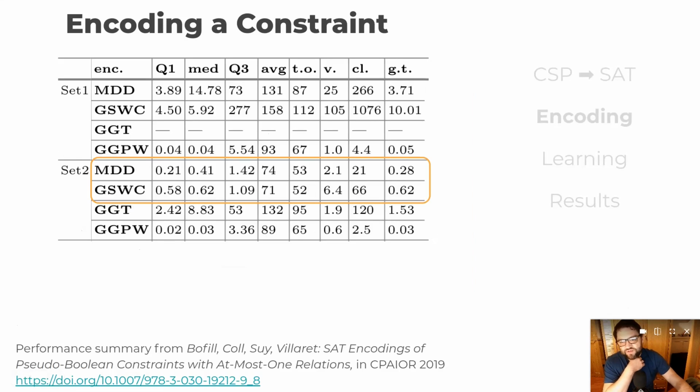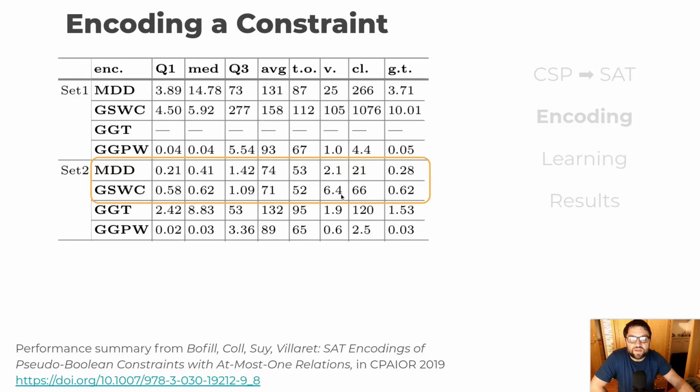So that encoding is just one example. There are lots of others, and encodings have different properties that we're interested in. So a small size could be desirable, but also the propagation properties might be interesting. In this paper, there are 4 state-of-the-art encodings described and tested. And in the highlighted rows, we can see, for example, that the MDD encoding uses 2,100 variables and 21,000 clauses, whereas the GSWC uses 3 times as many variables and clauses.